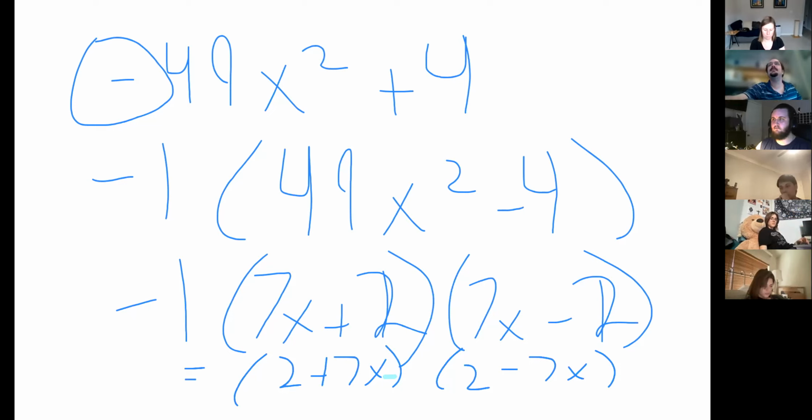The other thing, who's next? Next one is what, 24p squared plus 54? Clear all my drawings. I don't know why you like to keep some of them behind, but that's okay. 24p squared plus 54.